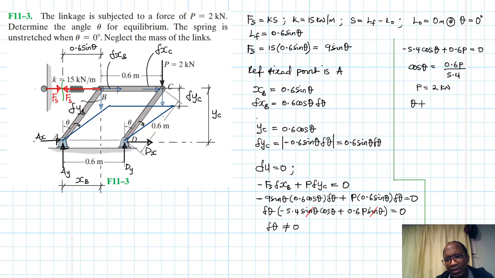Therefore, making theta subject of the formula, grab your calculator, replace P with 2 in there, so we have 0.6 by 2 divided by 5.4. Cos inverse of that, we have 77.16 degrees. All right, so this is the final solution. This is the angle required for equilibrium.